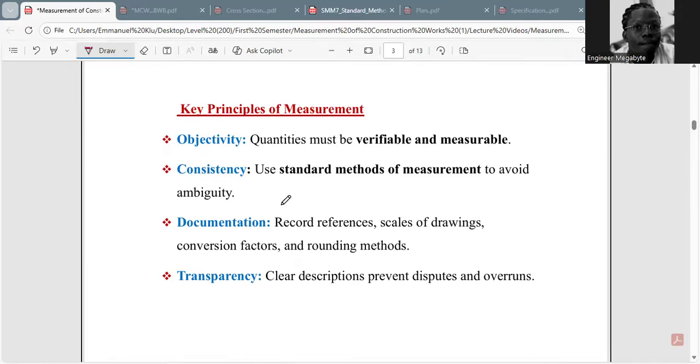And also one of the key principles in measurement of construction work is documentation. That is, we keep records of references and also the scale of drawings, conversion factors, and running methods. There is also transparency. That is, you have to be clear in your description to prevent disputes and overruns. A dispute is something that tries to bring a misunderstanding, and that is an example of a dispute.